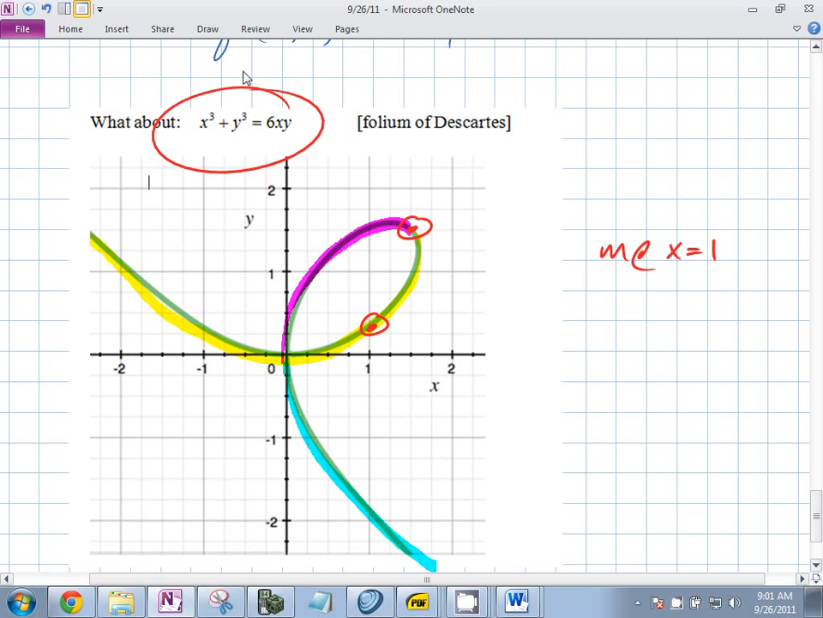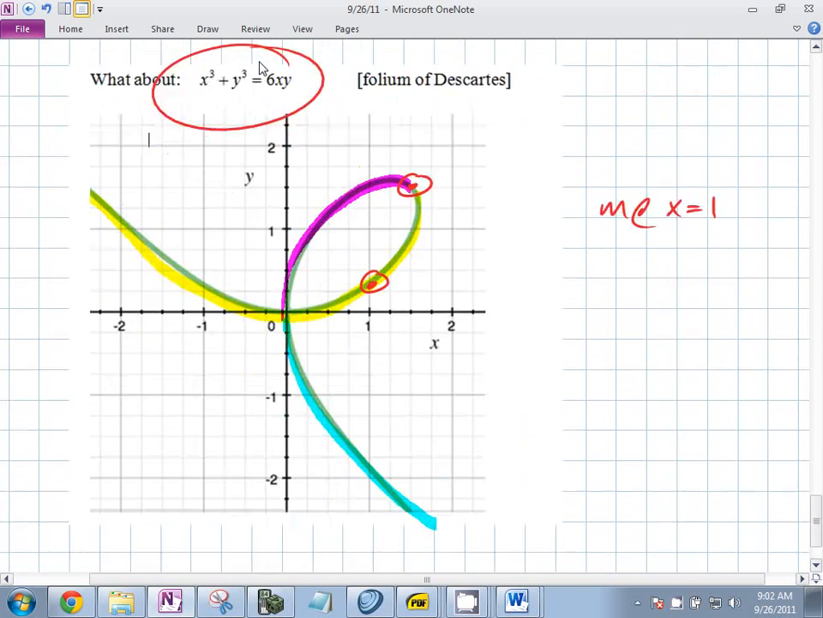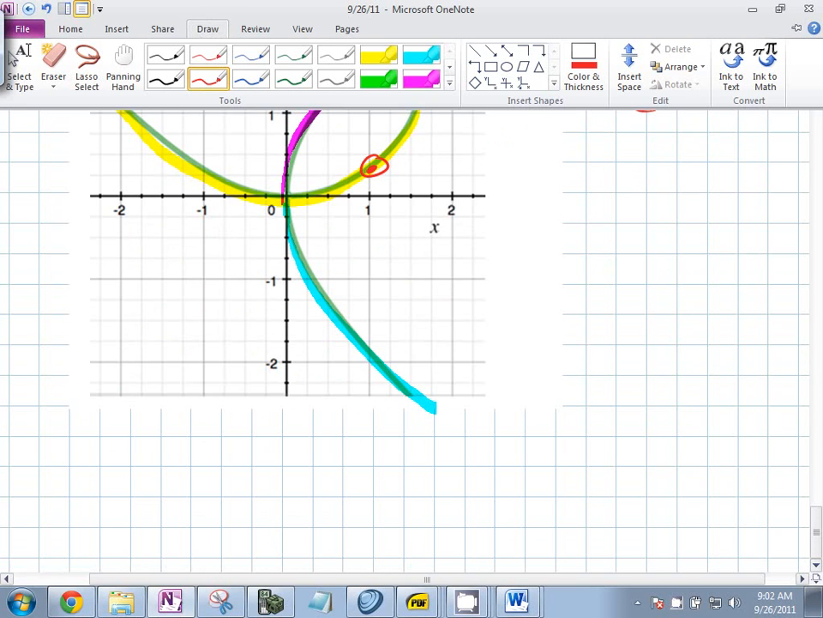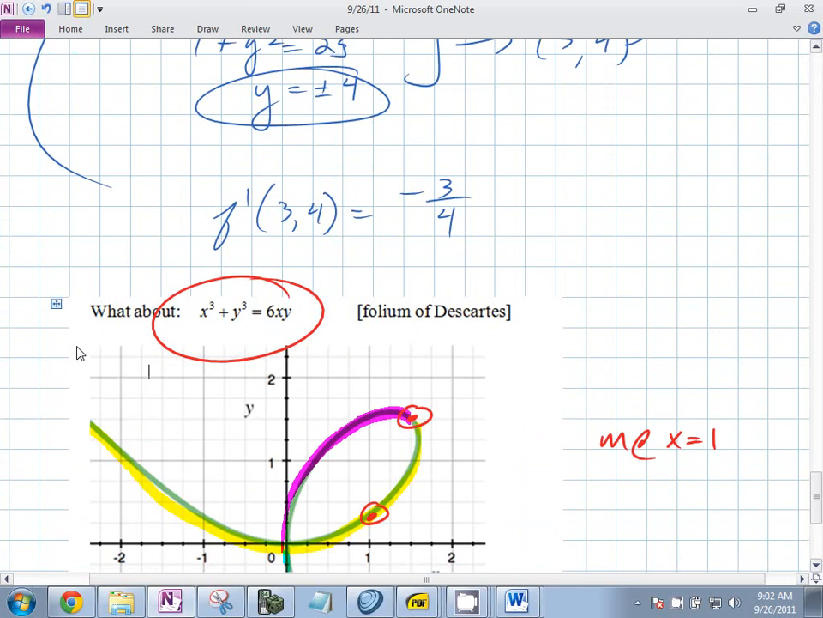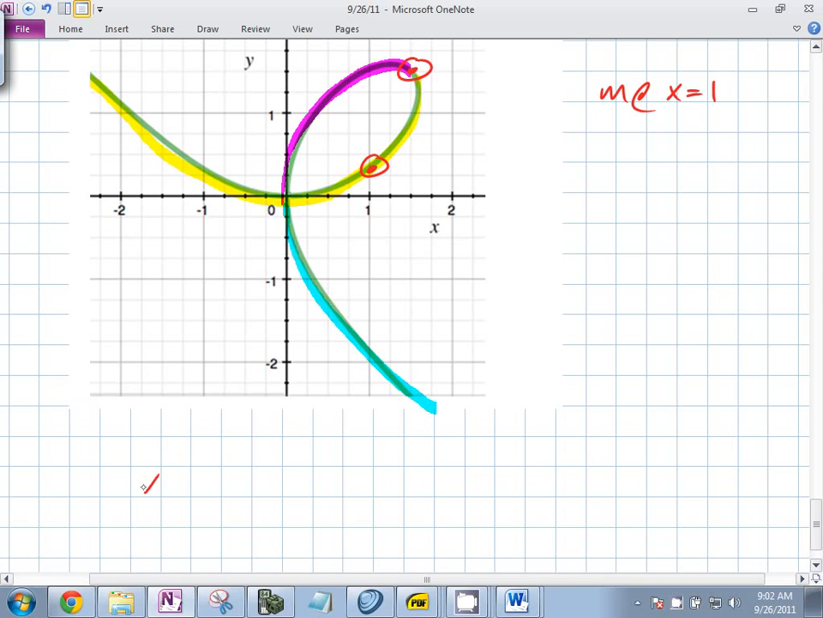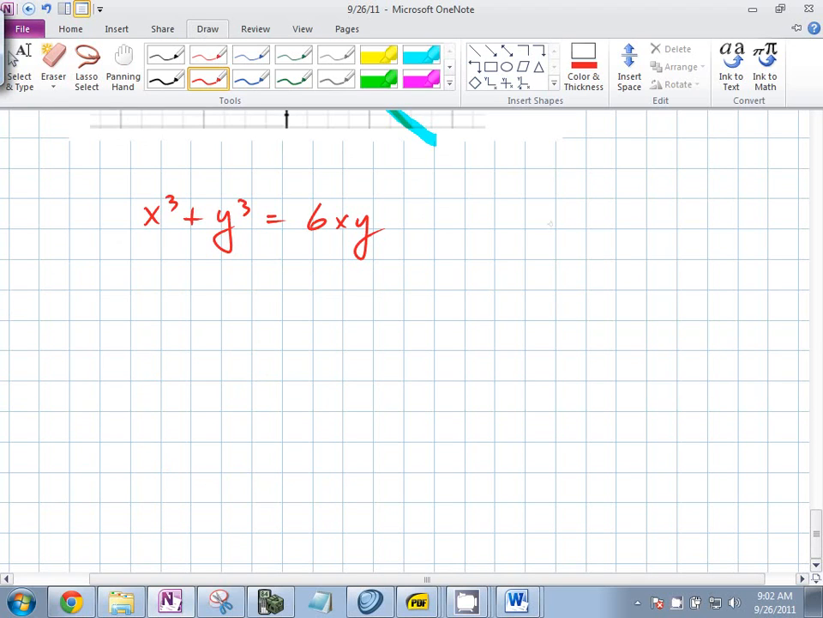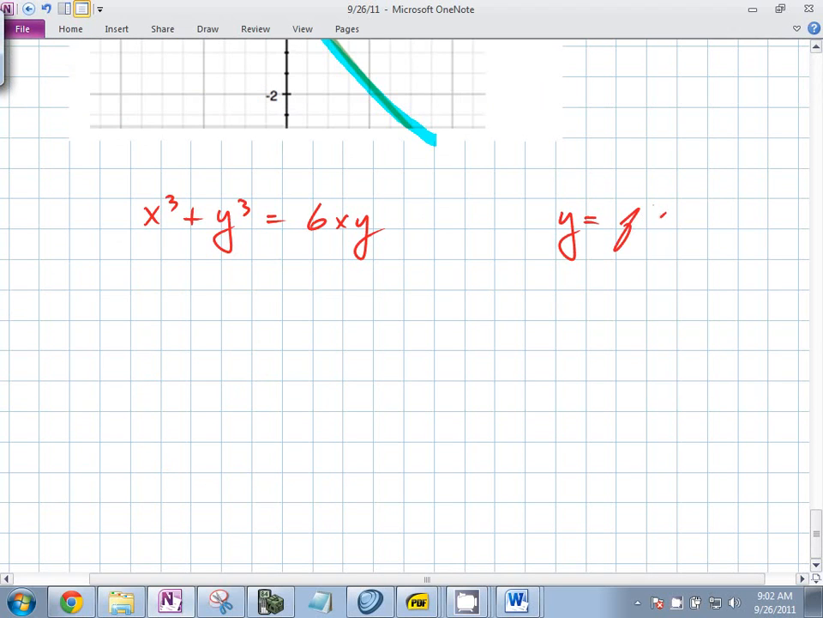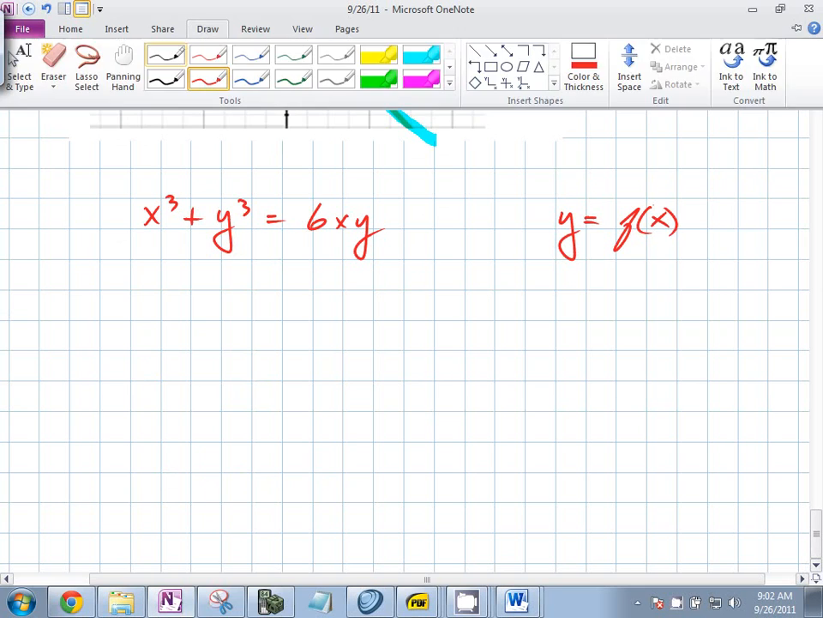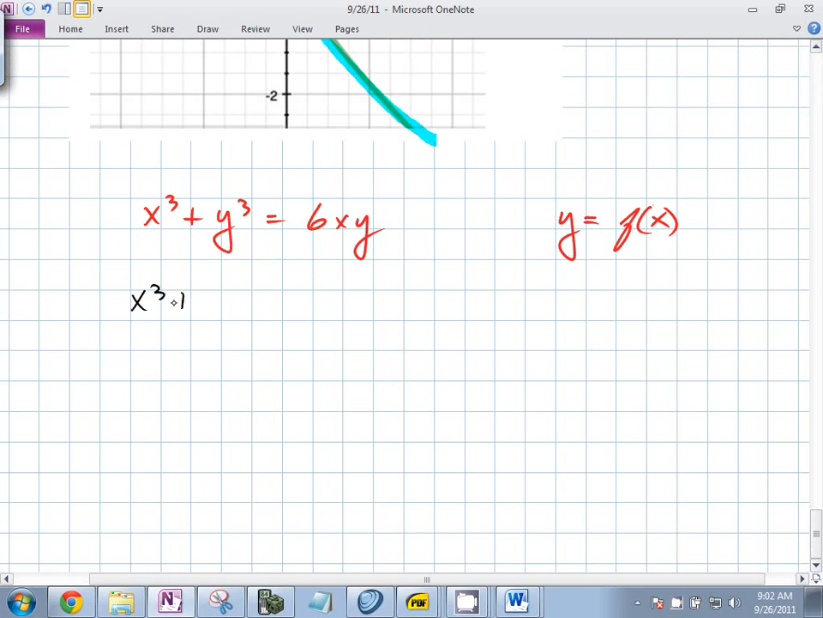So instead, what are we going to do? Implicitly differentiate. So what was that? It was x cubed plus y cubed equals 6xy. We're going to differentiate with respect to x. The way you can think about this is y is equal to f of x, so x cubed plus f of x cubed equals 6x times f of x.